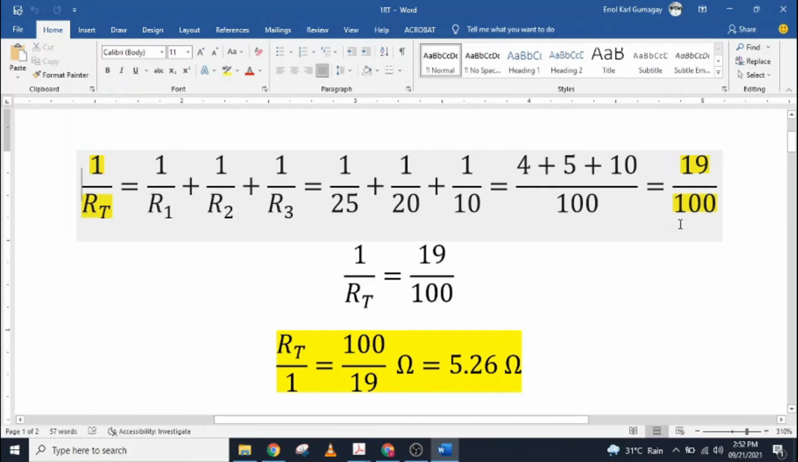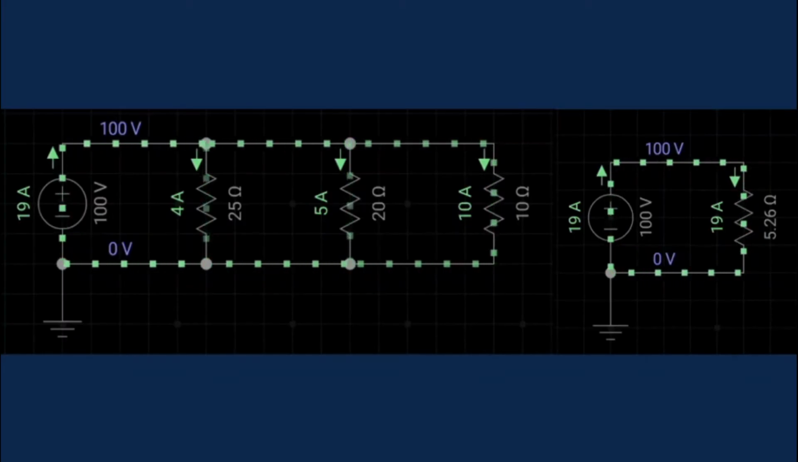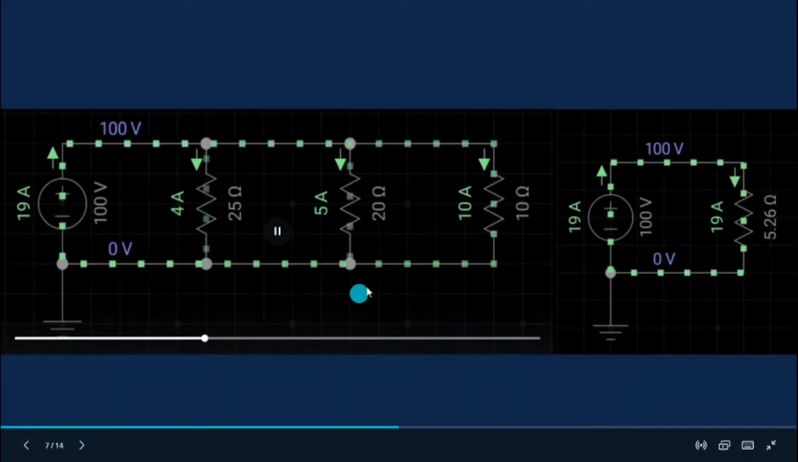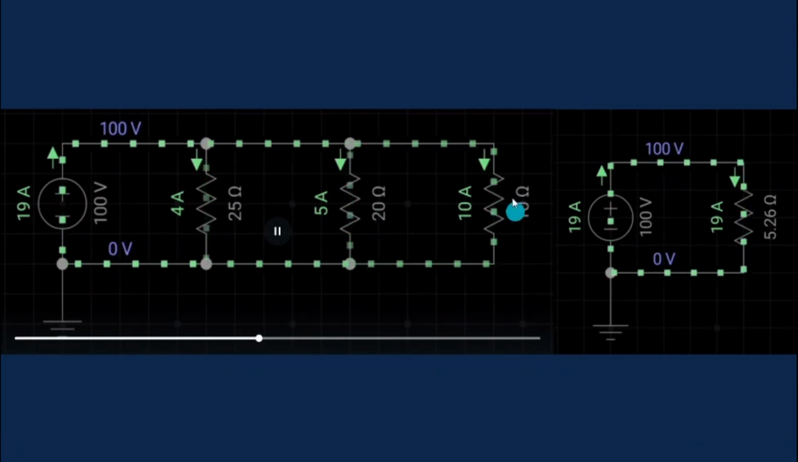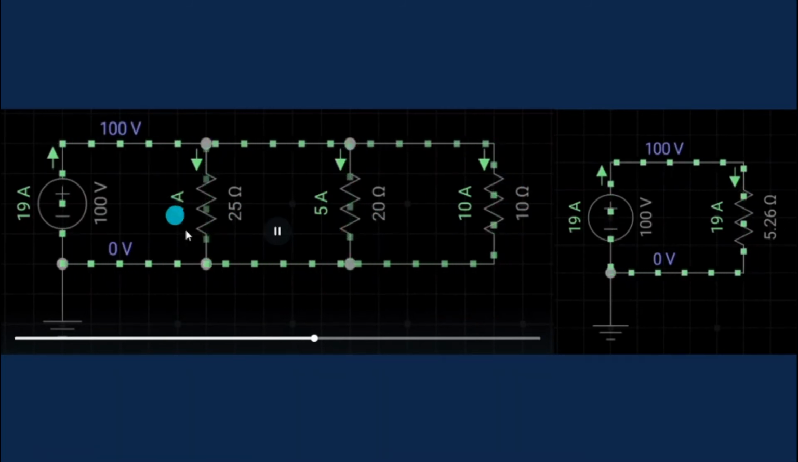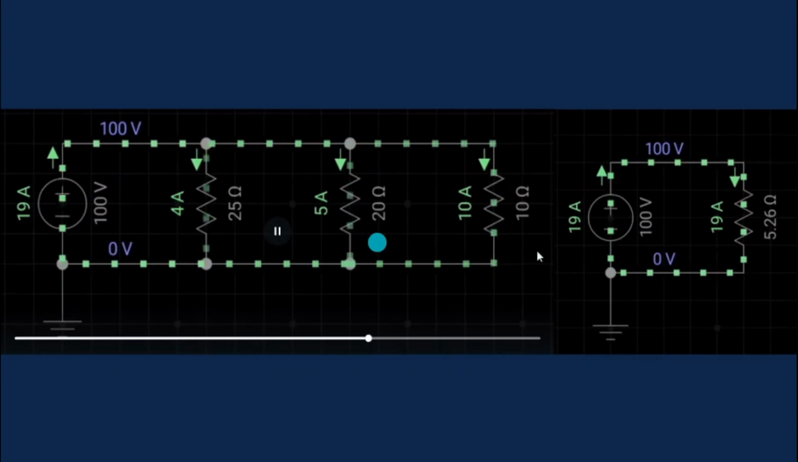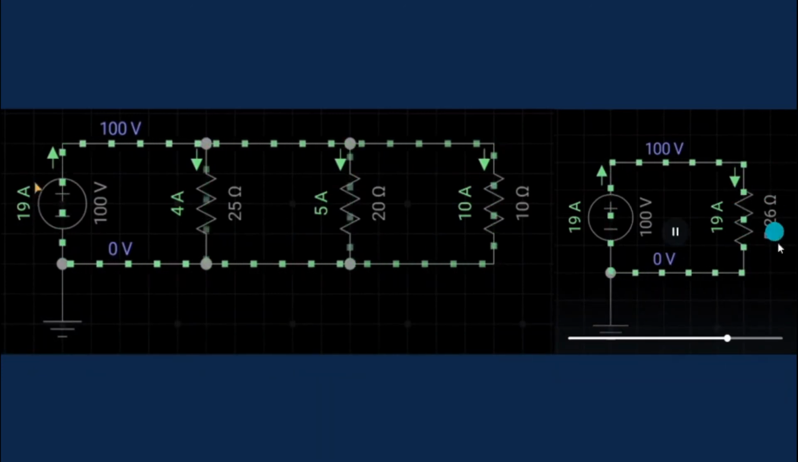1 over RT is 19 over 100. So we get the reciprocal. Pagpalitin natin yung numerator at denominator. So RT over 1 is equal to 100 over 19 ohms, or 5.26 ohms. What does this mean? This just means that these 3 resistances, pag pinagsama natin yan, is just equivalent to 5.26 ohms.